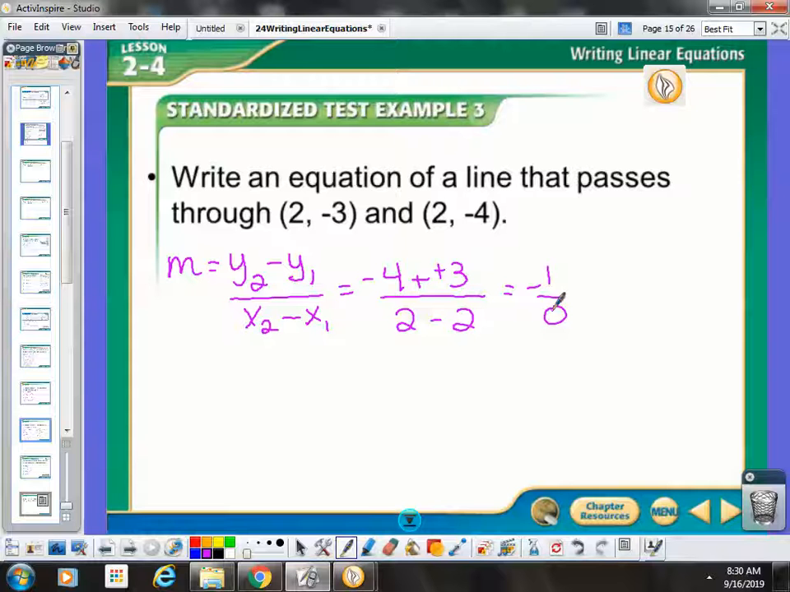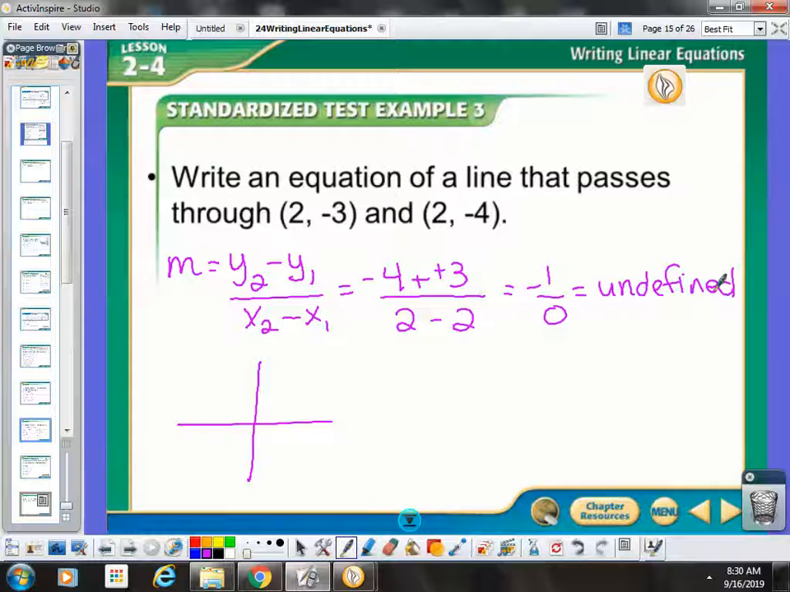So I don't want you to say no solution. I want you to go ahead and write the equation. If we were to think about this a little bit further, I can't go any further, okay, because I can't write the equation with a slope that is undefined. So I'm going to have to find a different way to do this.